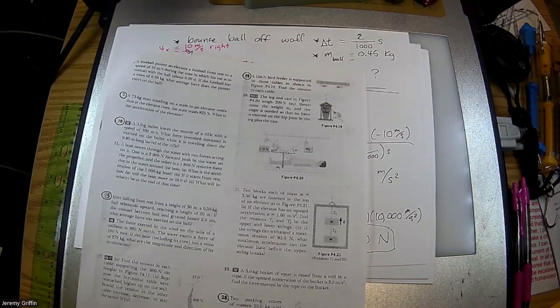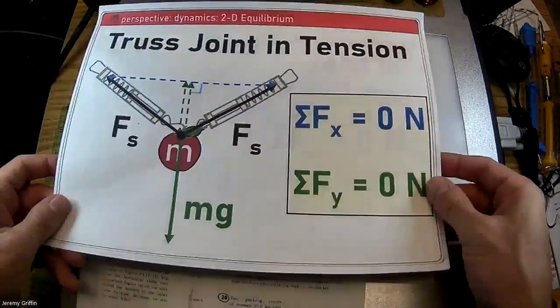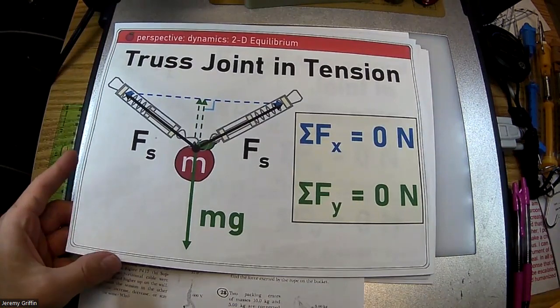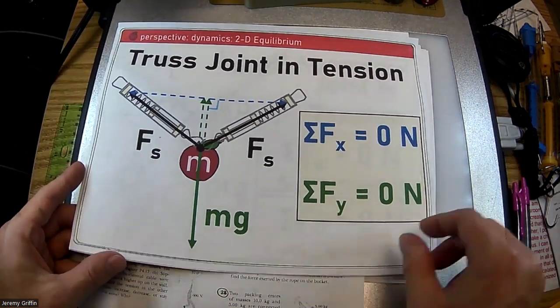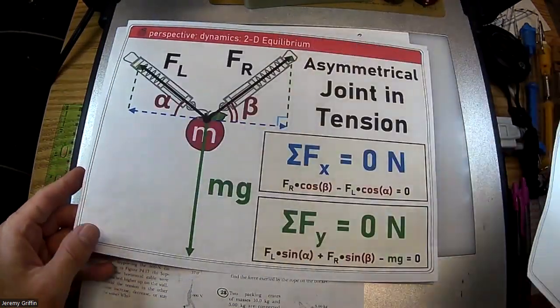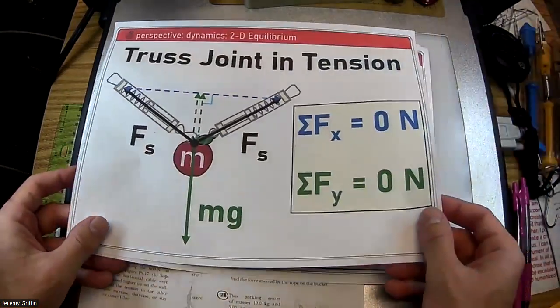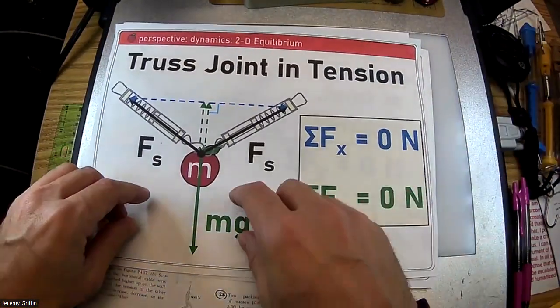All right, I actually got a couple posters for this. I've got one that's symmetrical, looks like this, and then I've got an asymmetrical one, so a little bit more complicated. Let's start with the simple one, because they both involve the same principle.